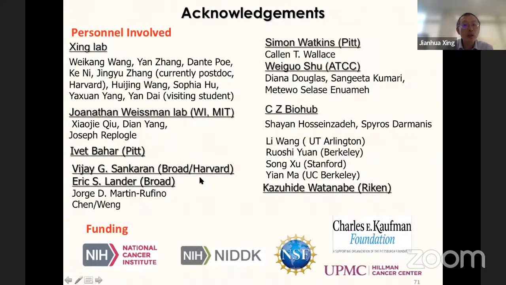With this, I want to conclude by acknowledging the people who really did the work. I already highlighted the researchers, such as Yan and Xiaojie. They are the real drivers for the genomic first project, and Wei Kang and others, Dante, Yaxuan, and Thomas on the second work. This is really a collaboration among many researchers, and also the funding agencies. With this, I'll stop here.